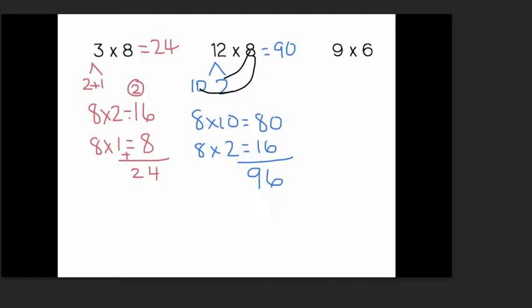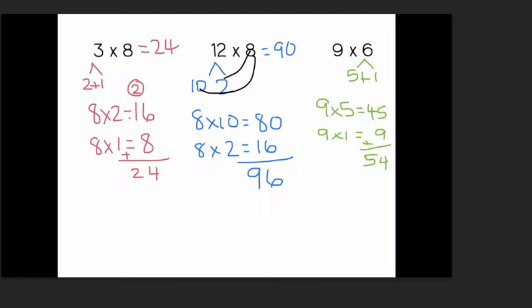So lastly, let's tackle 9 times 6. Let's say for this one, I don't know my 9s or my 6s, but I do know my 5s and my 1s, and I know that I can decompose this 6 into a 5 plus 1. I know my 5s and I know my 1s. That makes it a little more manageable. So I'm going to do 9 times 5 equals 45, and I know that 9 times 1 equals 9. And when I add those two together, I get a total of 54.